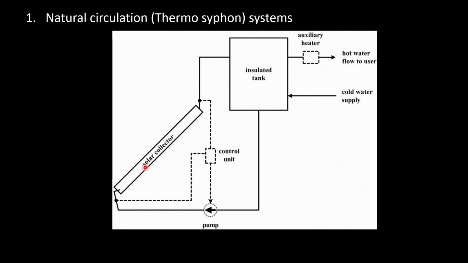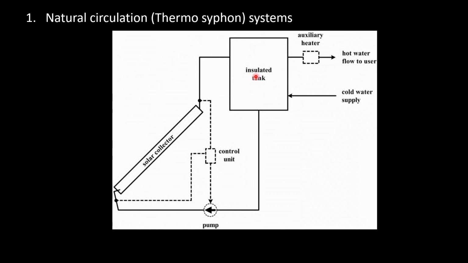So how it works: there is an FPC inclined in one direction, and when the sun rays fall on the FPC, it gets heated up, and the water in the FPC gets heated. As the water is heated, due to its lighter density it moves up and is stored at the top of the tank. Simultaneously, the cold water from the bottom of the tank is replaced into the FPC, gets heated up, and again moves to the top of the tank.